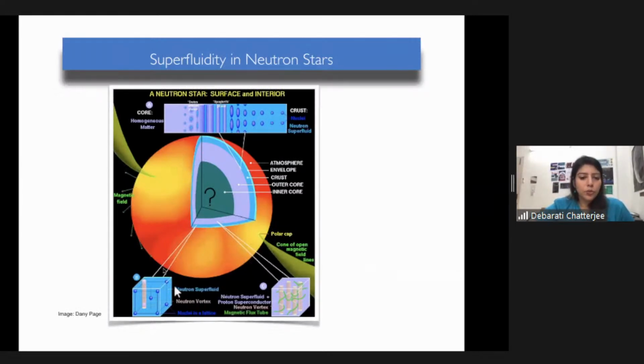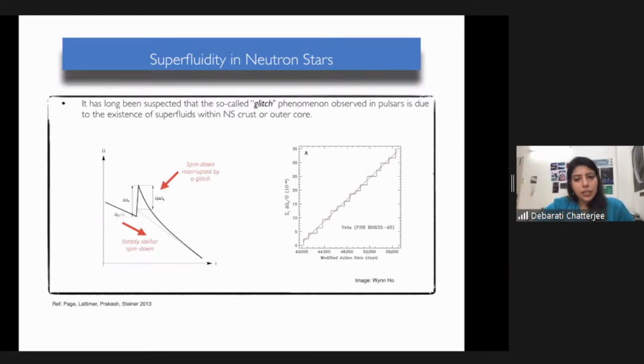And if there is superfluidity, then you can have neutron superfluid vortices, like you see here in this cartoon, or you can also have proton superconducting flux tubes. So this is something interesting, relating something you see in the laboratory with something that is possible in the neutron star as well. And again, can we find any signatures of this kind of superfluidity in observations? So the answer is yes.